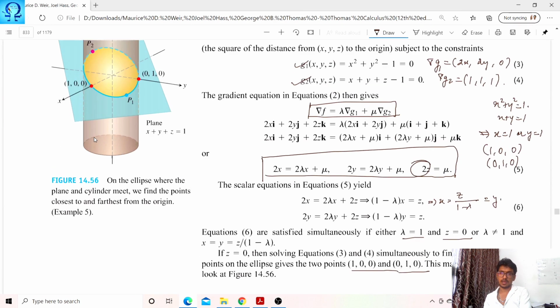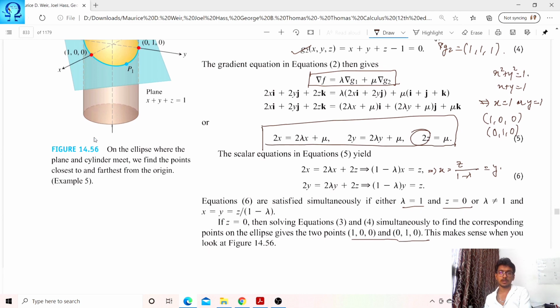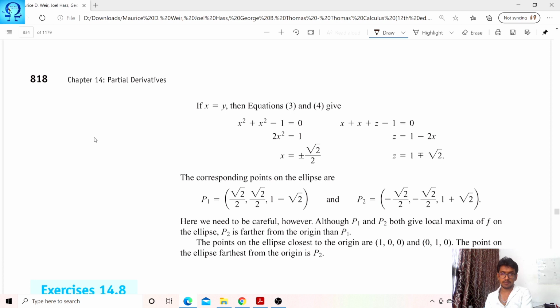If x and y are the same, that is, we are coming to the second case, then you can substitute x is equal to y into this. So 2x squared is equal to 1 and x squared is 1 upon 2. Therefore, your x must be plus or minus 1 upon under root 2, which is plus or minus under root 2 upon 2, and here you get z is equal to 1 minus or plus accordingly.